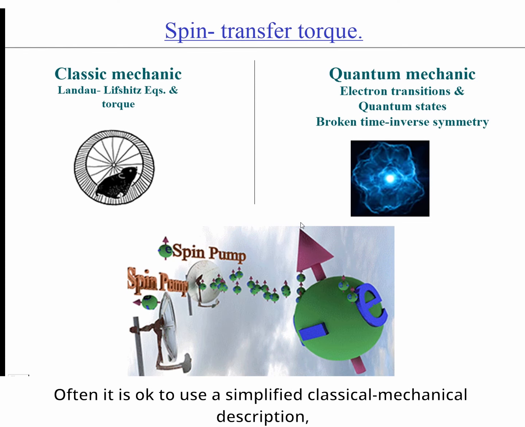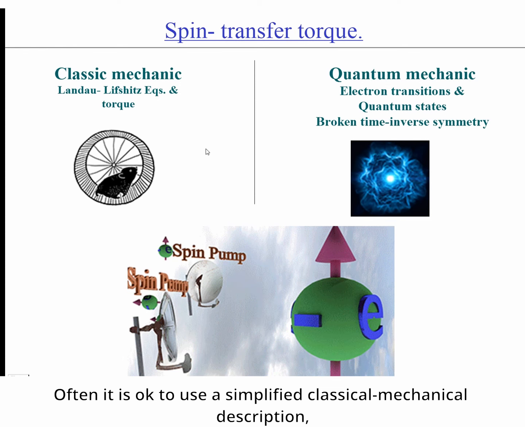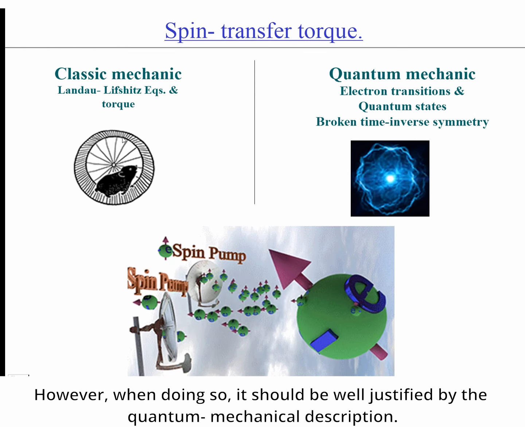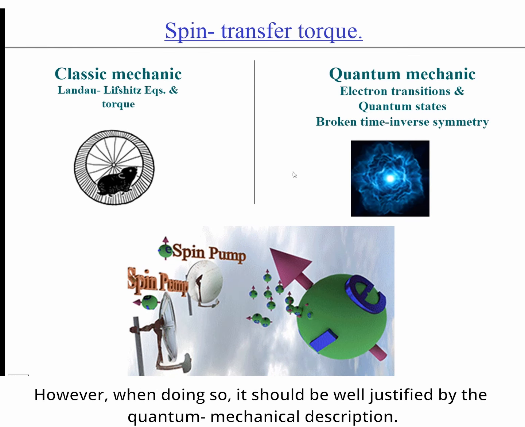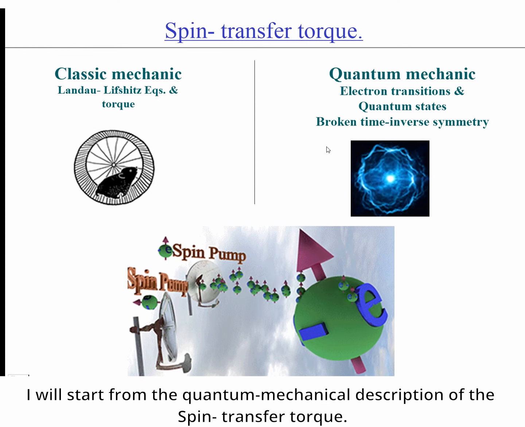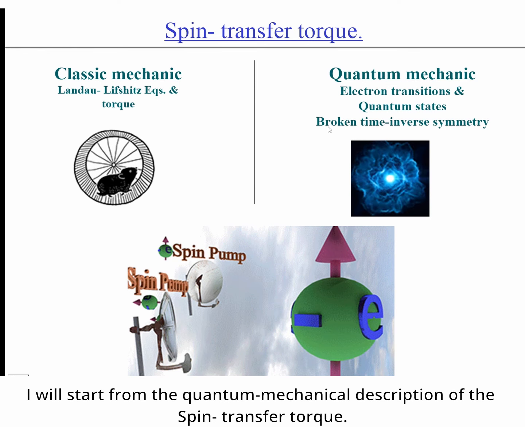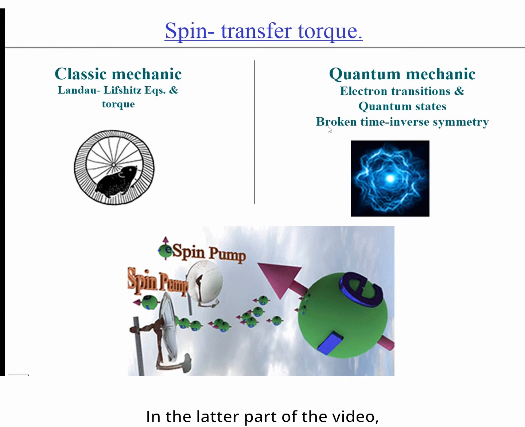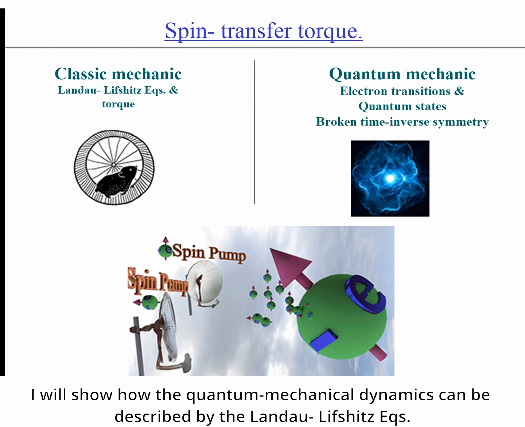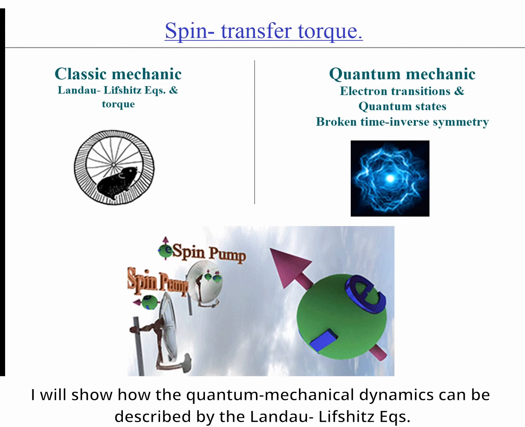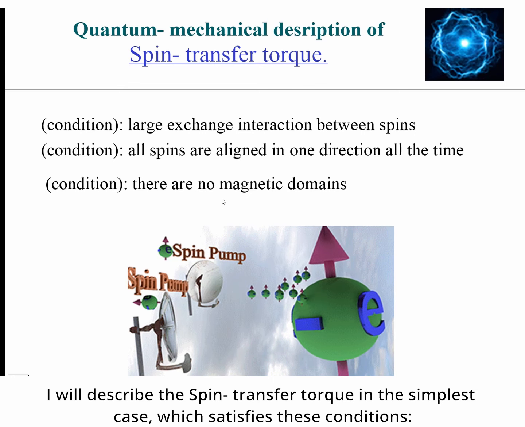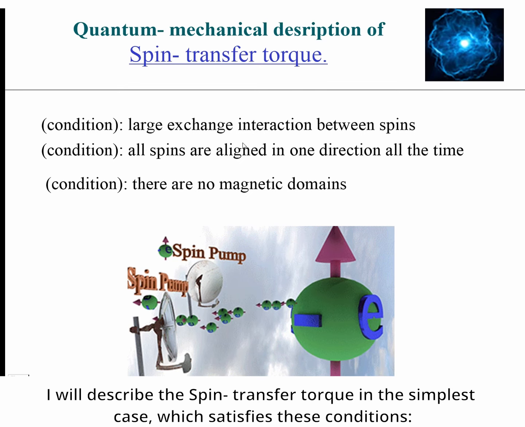Often it is okay to use a simplified classical mechanical description which is based on Landau-Lifshitz equations. However, when doing so, it should be well justified by the quantum mechanical description. I will start from the quantum mechanical description of the spin transfer torque. In the later part of the video, I will show how the quantum mechanical dynamics can be described by the Landau-Lifshitz equations. I will describe the spin transfer torque in the simplest case which satisfies these conditions.